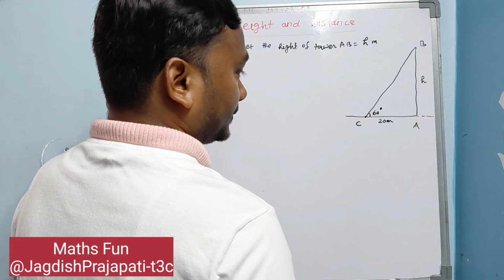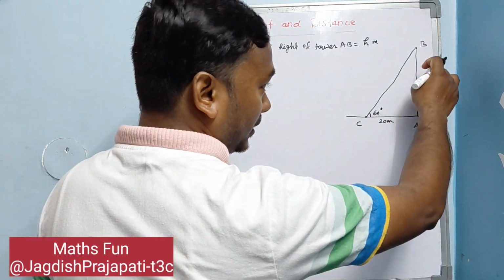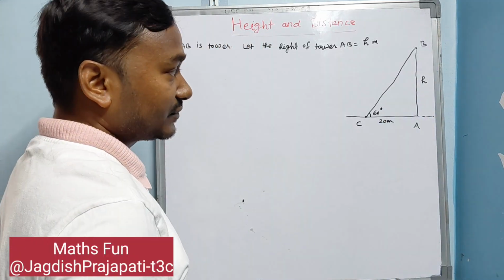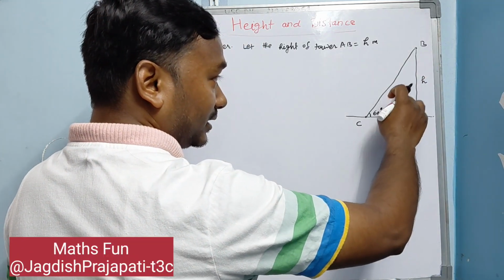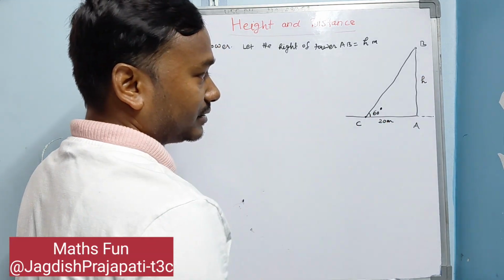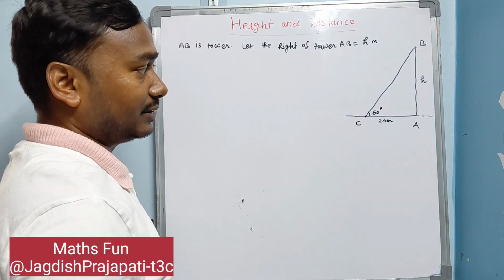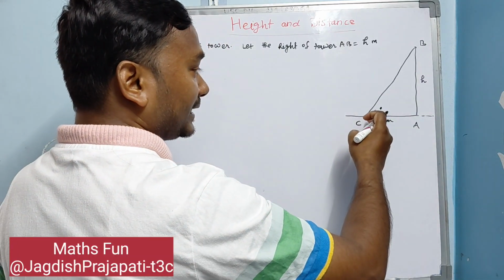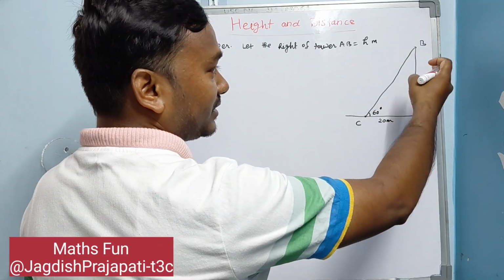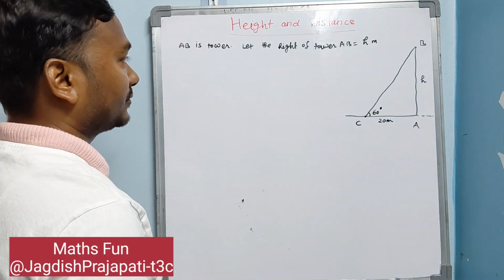Now see here, we have been given this information and we want to find out this information. For this angle, this will be the perpendicular and this will be the base. This relation is given by tan. So if we use tan 60 degree in this triangle, very easily we can find out the height of the tower, that is H.